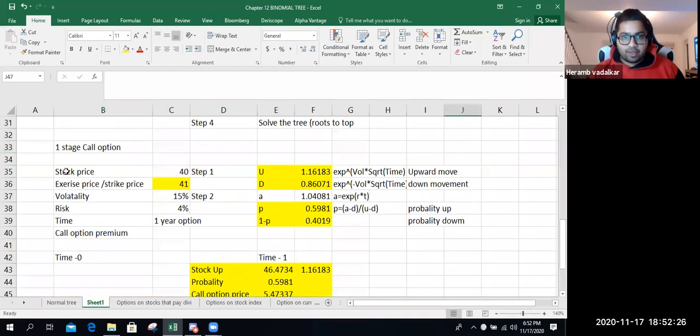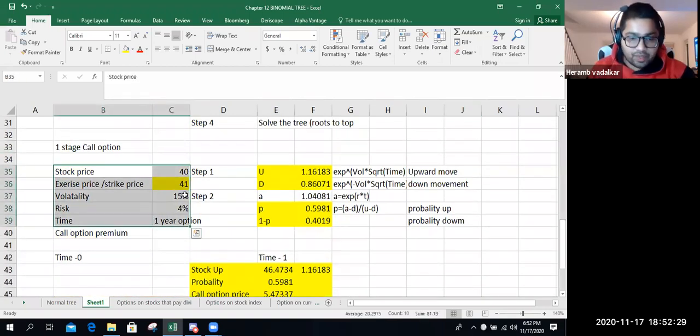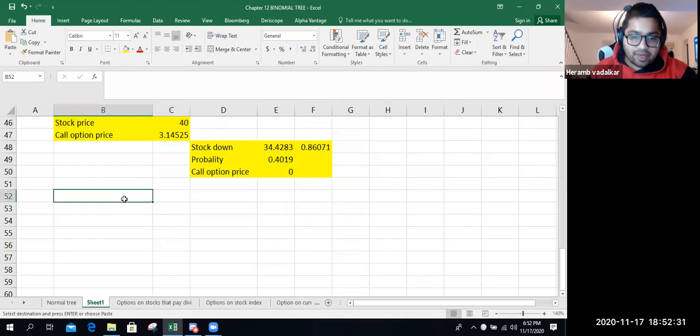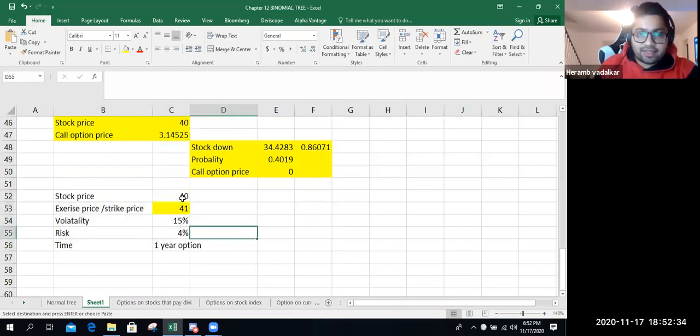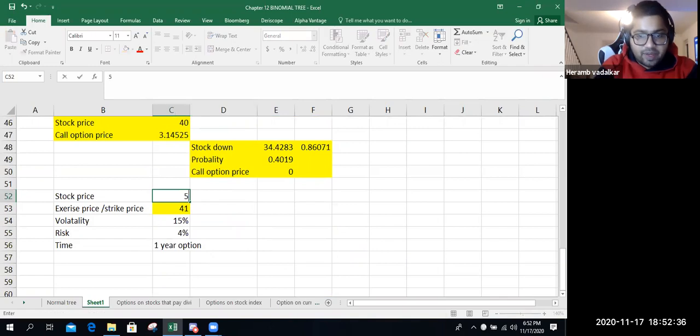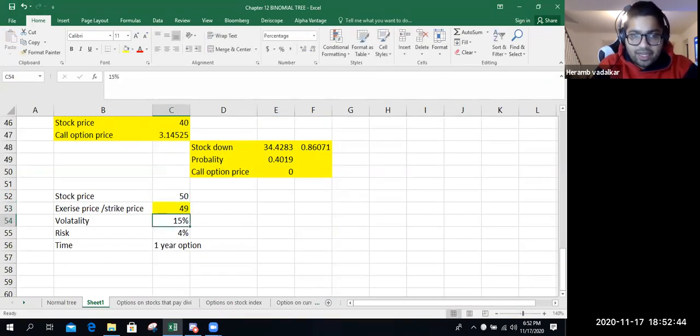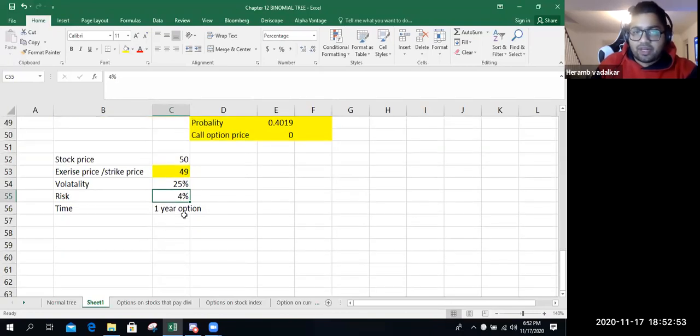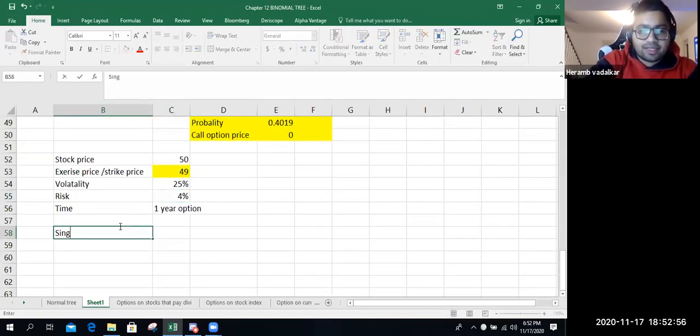Okay. So let's do one more. I'll give you 5 minutes. Let's say these things are given. The price is 50 bucks. The exercise price is 49 bucks. Volatility of the stock is 25%. Risk-free rate is 4%. And time is 1 year. And we are doing a single stage call option.